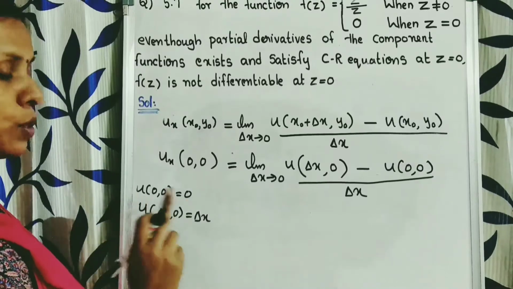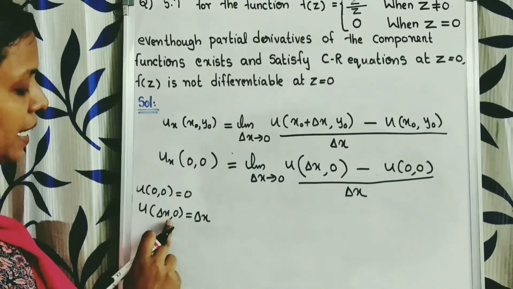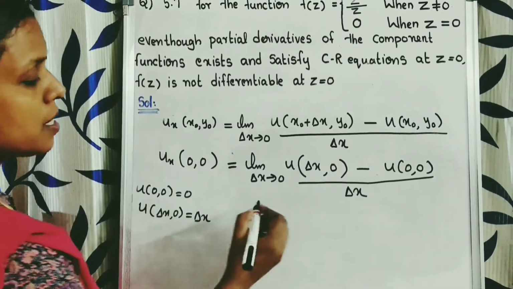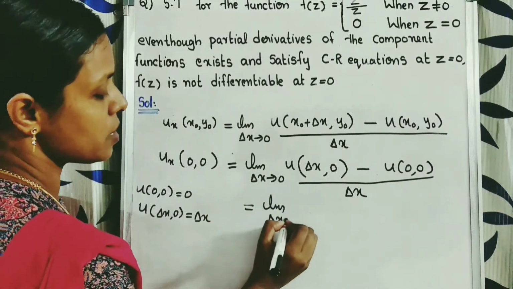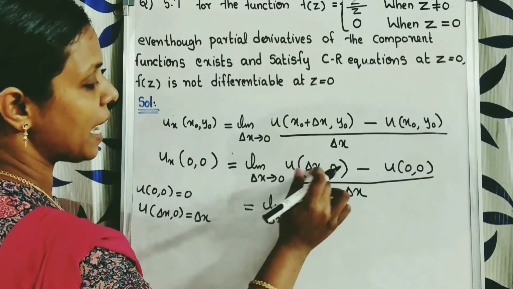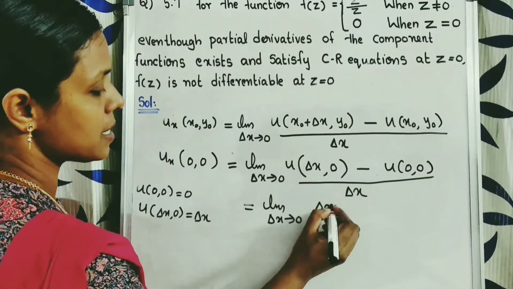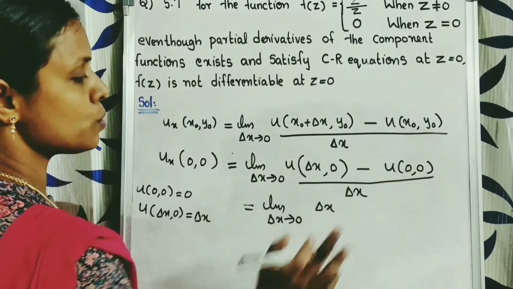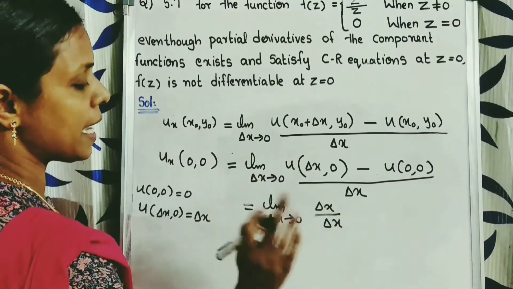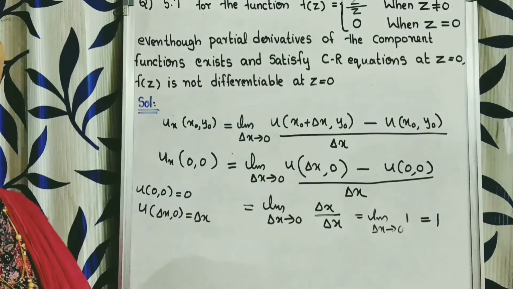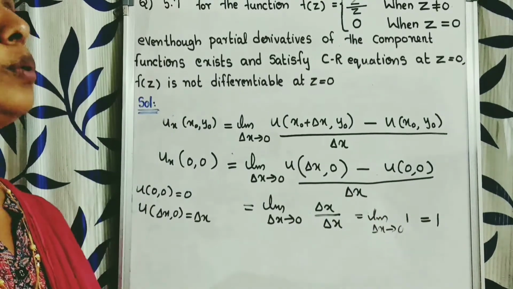We get u(0,0) is equal to 0 and u(Δx,0) is equal to Δx. Substitute the value here, we get limit Δx tends to 0, u(Δx,0) is Δx minus u(0,0), which is 0, divided by Δx. Δx gets cancelled. We get limit Δx tends to 0, 1 is equal to 1.